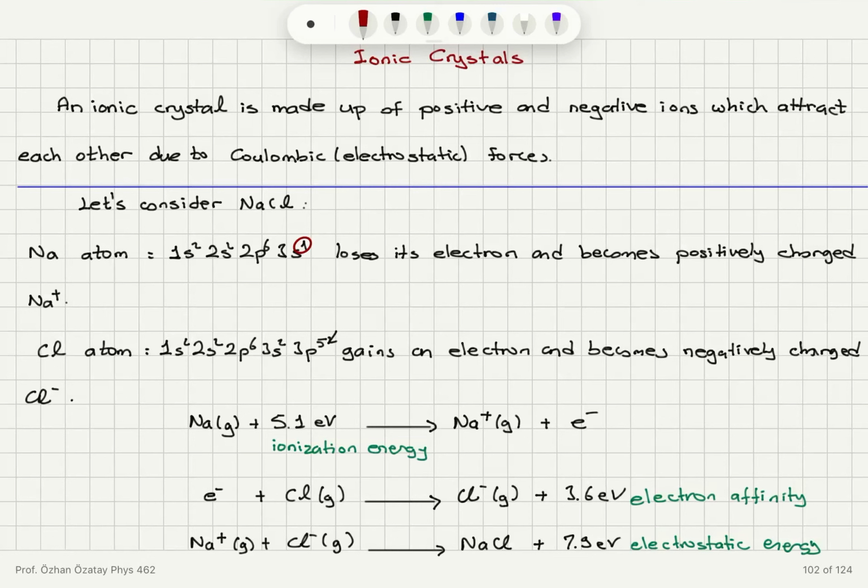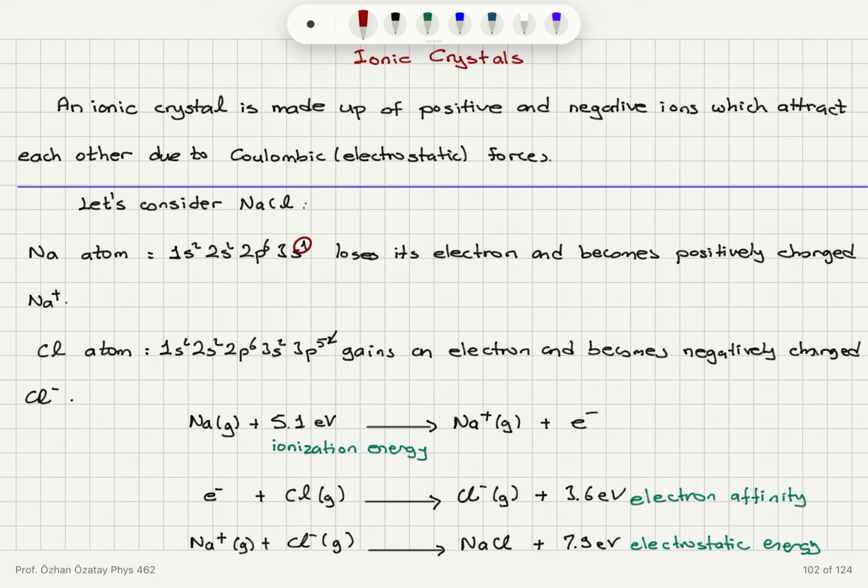Now we will take a look at ionic crystals. In ionic crystals we have a positively charged ion and a negatively charged ion which attract each other. That's due to Coulombic or electrostatic forces. So we actually have an electron donor and an electron acceptor, so we have complete ionization and the electrostatic forces between the two ions holding the crystal together.